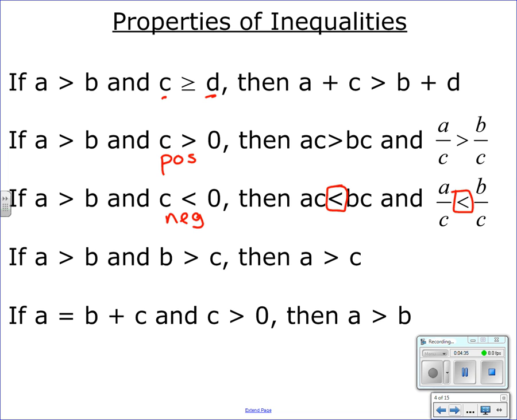If A is greater than B and B is greater than C, so let's look at this one a little bit more in depth. 5 is greater than 3, but 3 is greater than 1. We know 5 has to be greater than 1. That's a true statement. The next part, if A equals B plus C and C is greater than 0, then A has to be greater than B. And similarly, also, A would have to be greater than C, too.